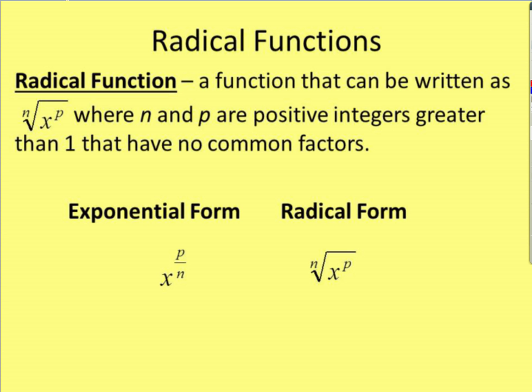A radical function is a function that can be written as the nth root of x to the p power, where n and p are positive integers greater than 1 that have no common factors. So if we write this exponentially, it would be x raised to the p over n power. If you write it as a radical, it's the nth root of x to the p. So whatever your denominator is in your exponential, that can be what's in front or on top of that root when you write it in a radical form.